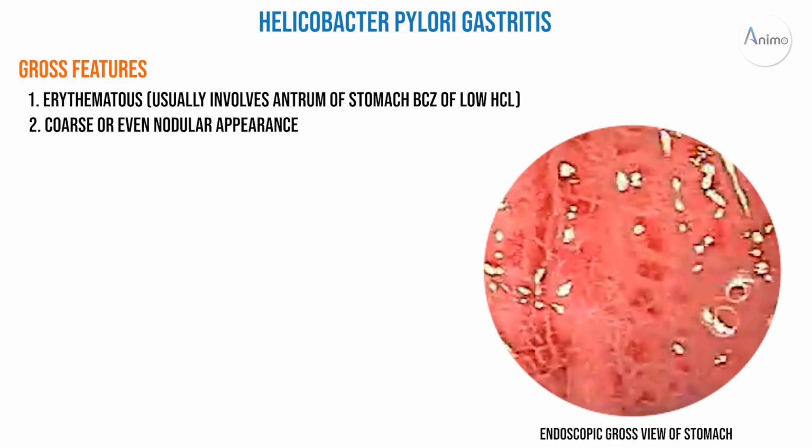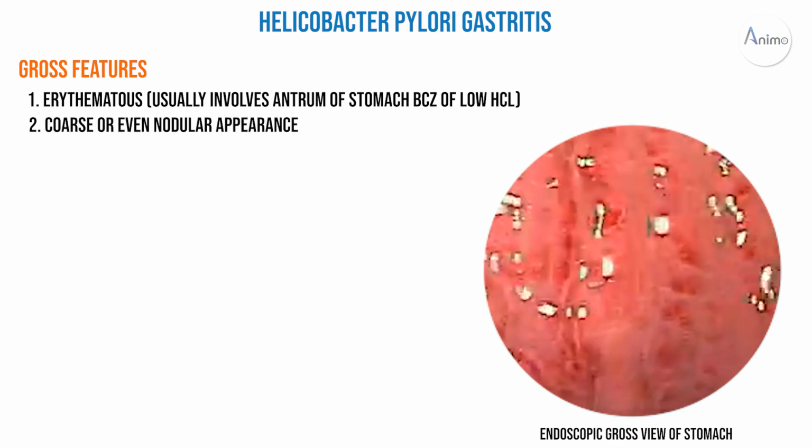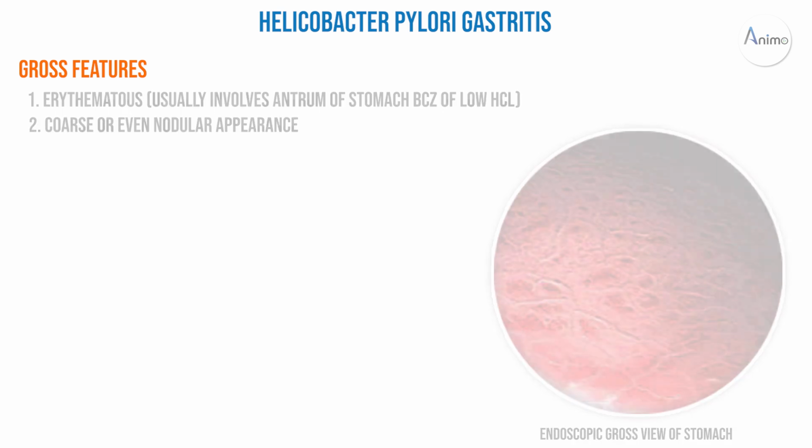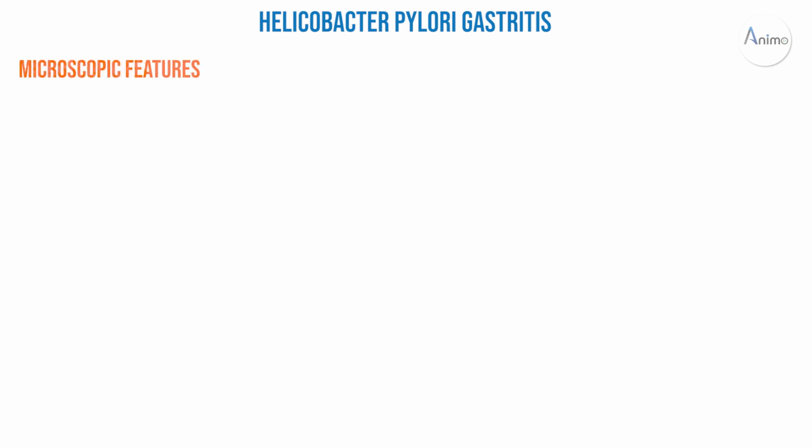And this can also be visualized as a coarse or even nodular appearance, but remember these are not always the prominent features of H. pylori gastritis. So this is an endoscopic view of the gross appearance of H. pylori gastritis. Now let's move on to the microscopic features of this disease.